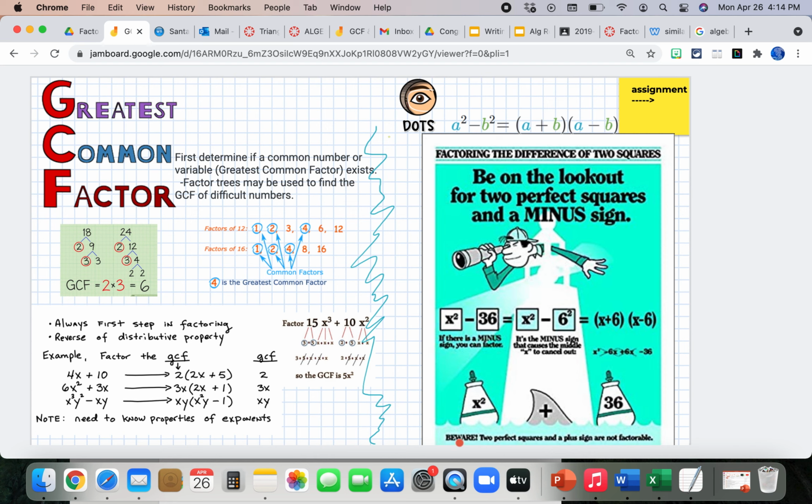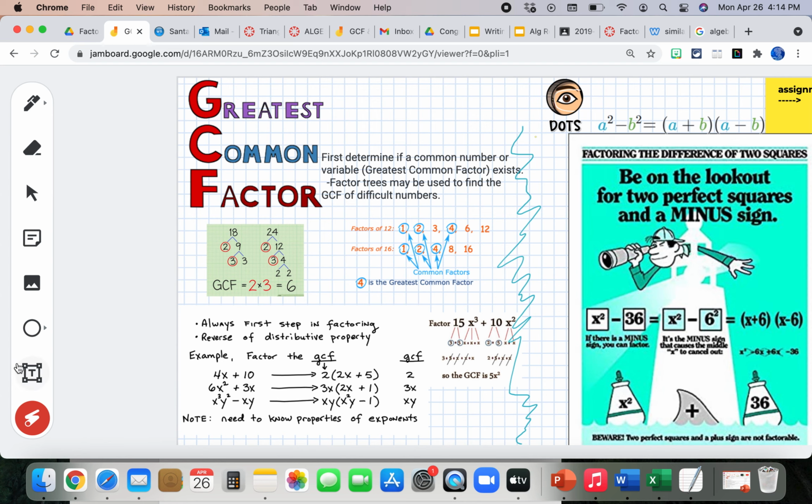Now, down here, don't skip this note, even though it's on the bottom. It says beware or caution. Two perfect squares and a plus sign are not factorable. Okay, so when something is not factorable, you can put prime. That's the word to say not factorable. Let me go ahead and type that in right here. So this is the word prime. Let's make it red. And we will see if we can make that red letter.